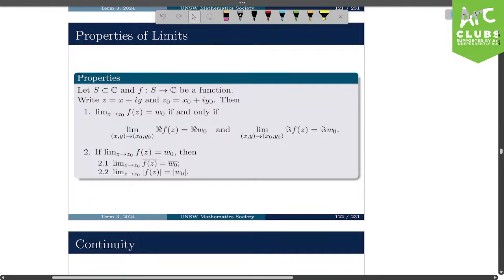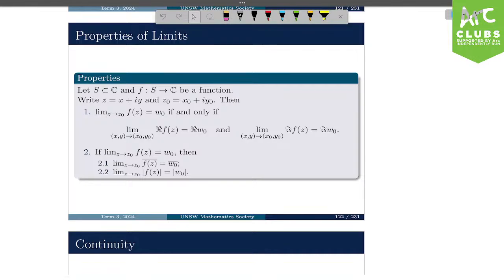So, a couple of properties of limits. It is somewhat intuitive. We just want to look at particularly this. Our real and imaginary components are like two separate parts of a function. Therefore, when we deal with the limit of f, the real approaches the real part, the imaginary approaches the imaginary part.